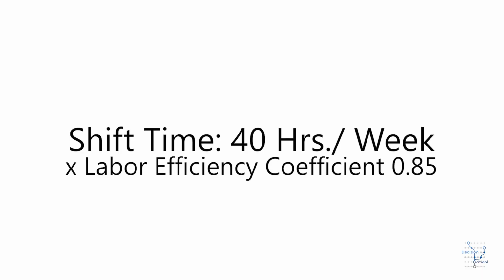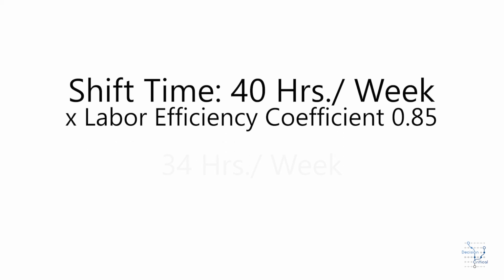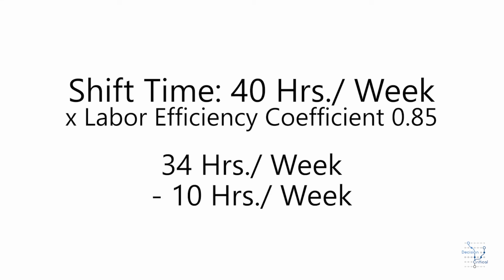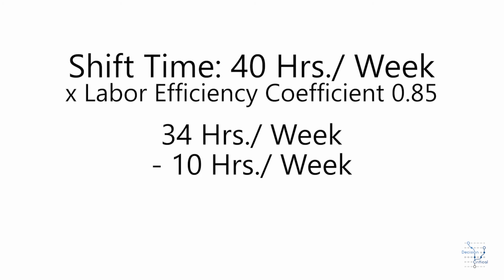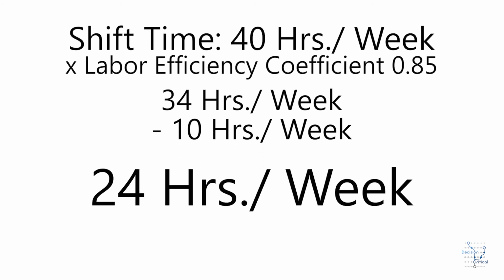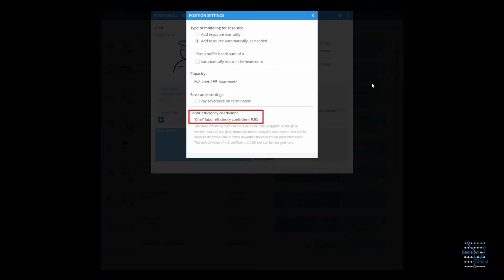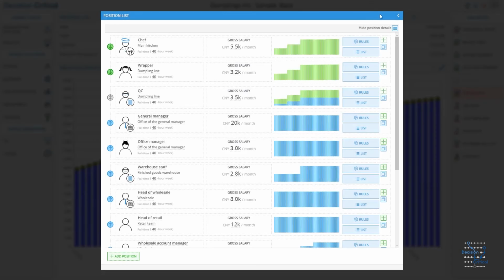So, suppose the total shift time is 40 hours per week. We multiply this with the labor efficiency coefficient of 0.85 to arrive at 34 hours per week. If we now suppose that 10 hours per week are required for other tasks, this leaves an employee in the chef position 24 hours per week to complete their weekly direct tasks and operator tasks. If the number of employees is insufficient to meet the demand of the business, the system will add more chefs automatically to account for the unmet demand. This is because the chef is a dynamic position in this scenario.